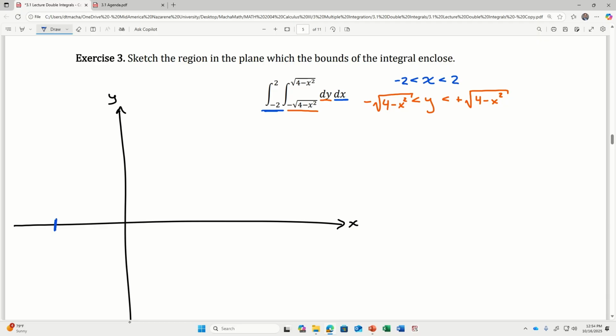So if this is negative 2, and this is positive 2, I know that no matter what, the whole region is going to happen in between negative 2 and positive 2. As far as what that means for the y variable, though, we still haven't figured it out.